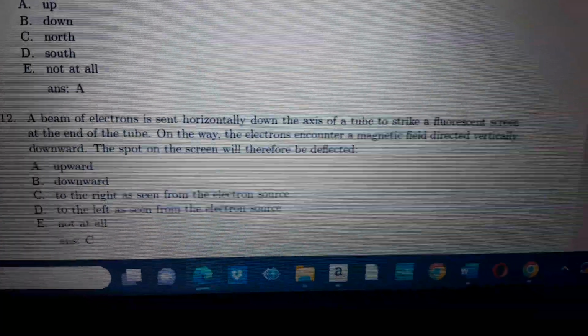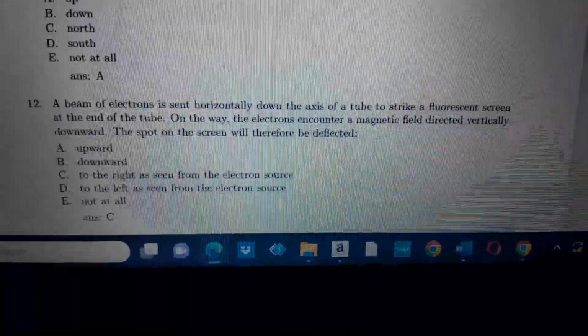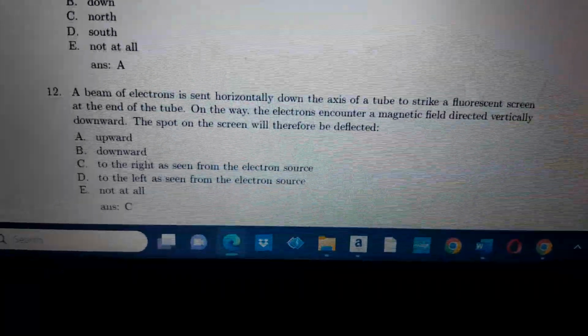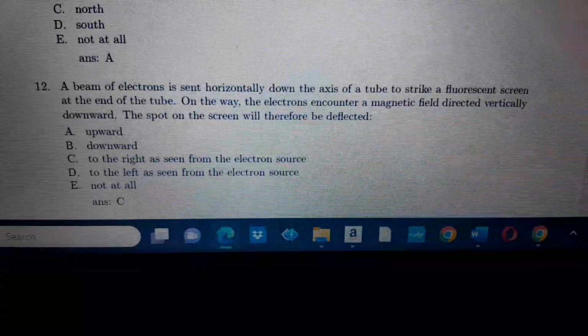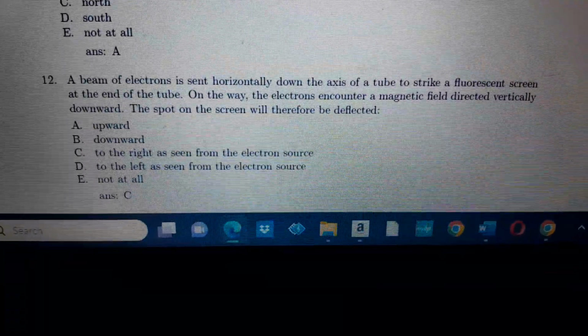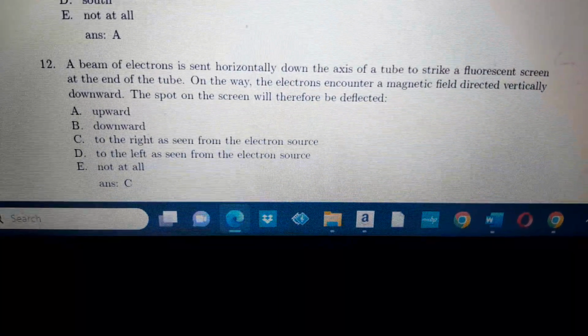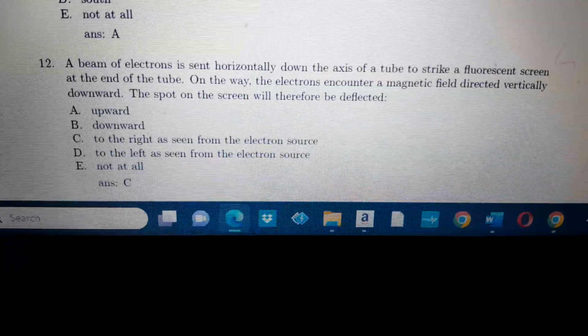A beam of electrons is sent horizontally down the axis of a tube to strike a fluorescent screen at the end of the tube. On the way, the electrons encounter a magnetic field directed vertically downward. The spot on the screen will therefore be deflected to the right as seen from the electron source.